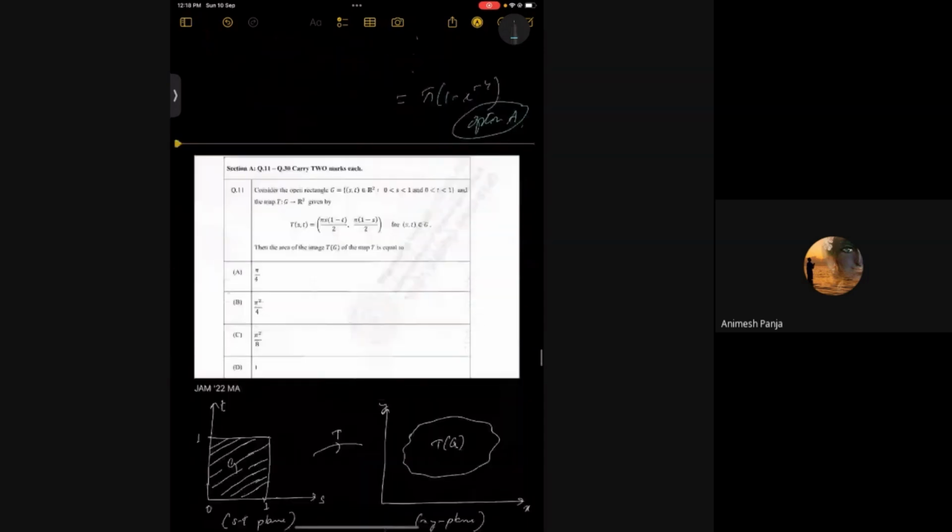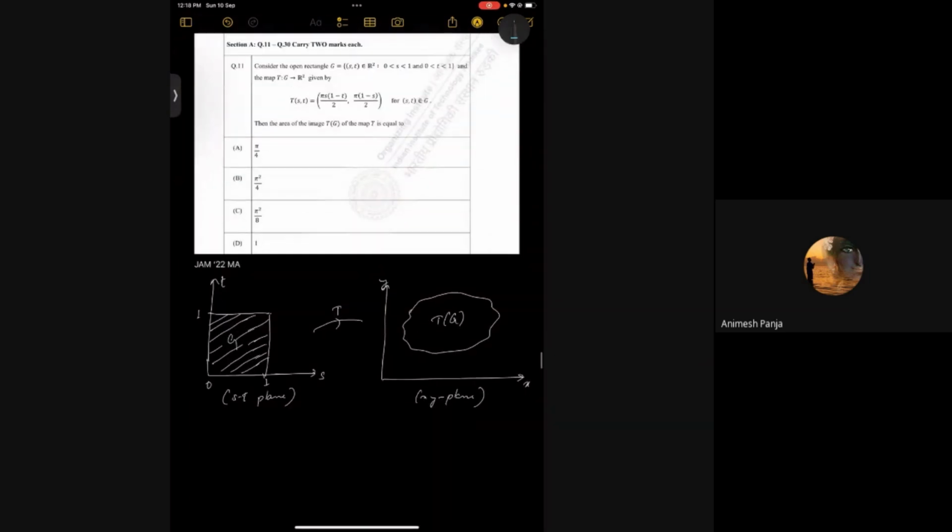Okay, let's do the next problem. It was in GATE 22 Maths. We are given an open rectangle G in the st plane. These are the s-axis and t-axis, s lies between 0 and 1, and t lies between 0 and 1.